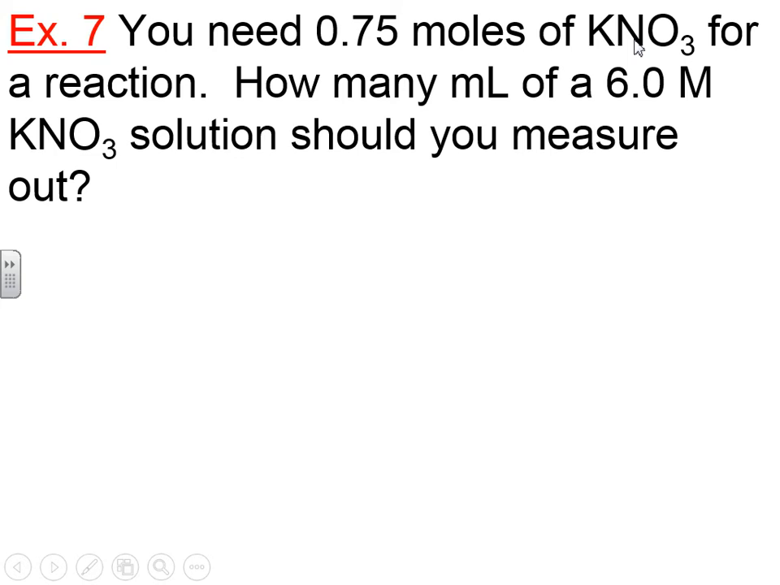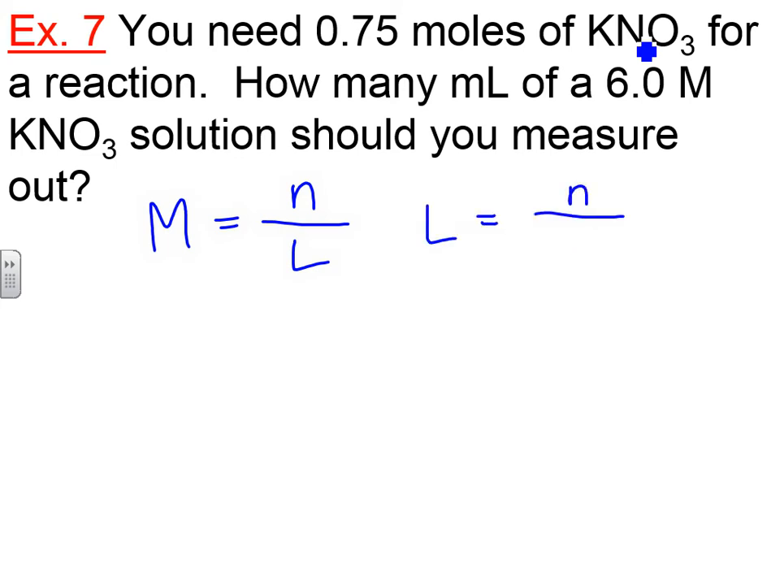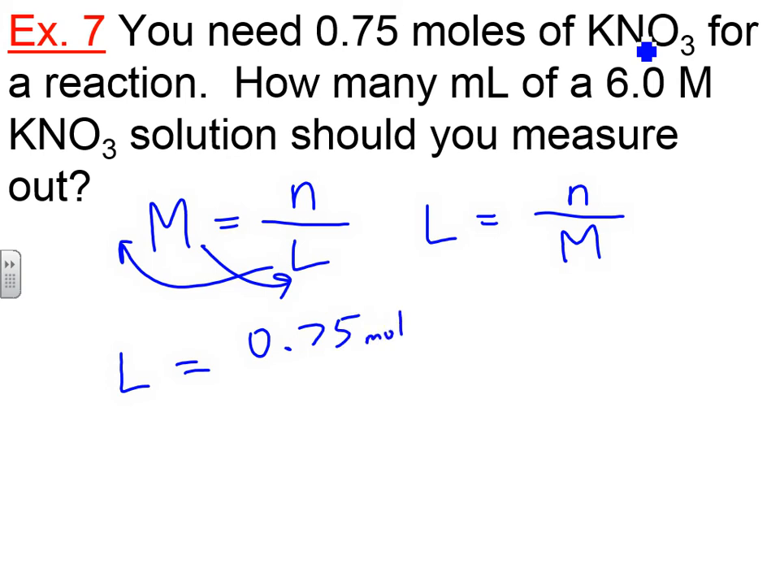Simply go back to the molarity equation. Molarity is moles over liters. In this case, we are solving for liters. So rearrange the equation. Liters should be moles over molarity. You're simply moving the liters out this way, and then putting molarity down here. And so your moles is 0.75, and your molarity is 6.0.